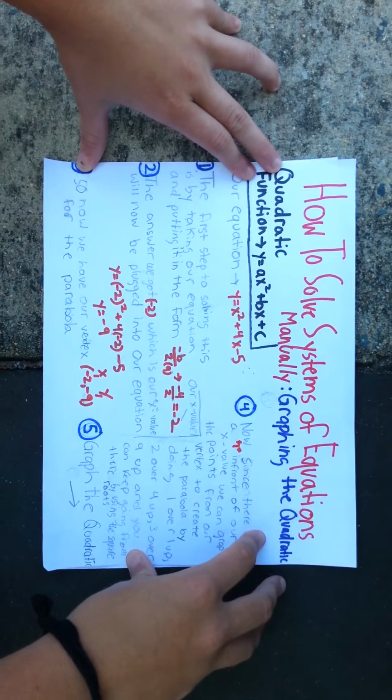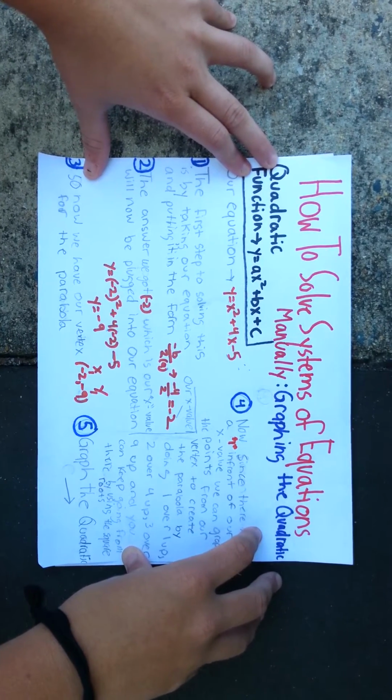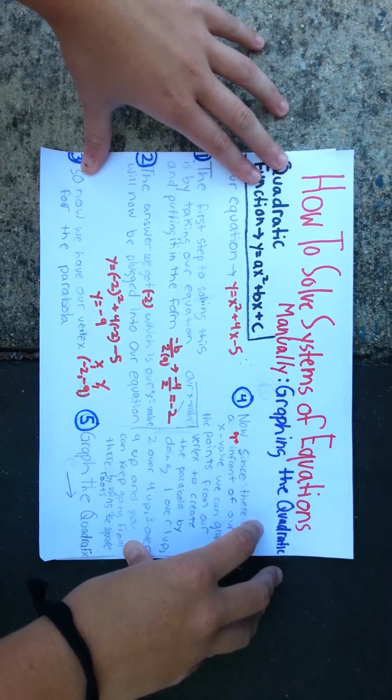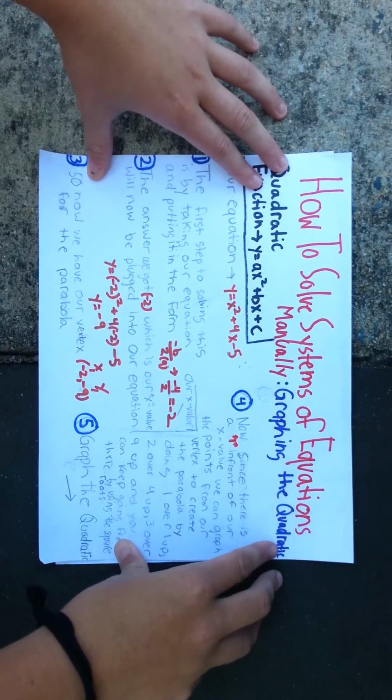The first step to solving this is by taking our equation and putting it in the form. The answer we got, negative 2, which is our x value, will now be plugged into our equation, shown below. So now we have our vertex for the parabola.